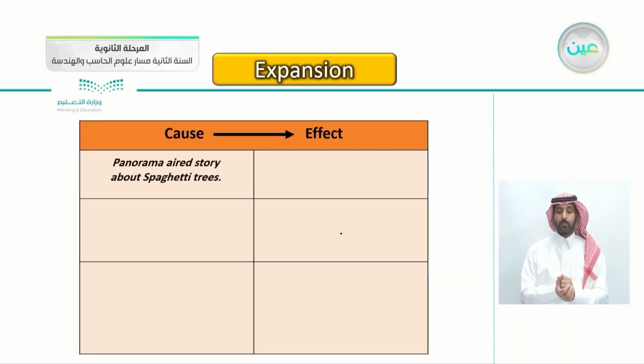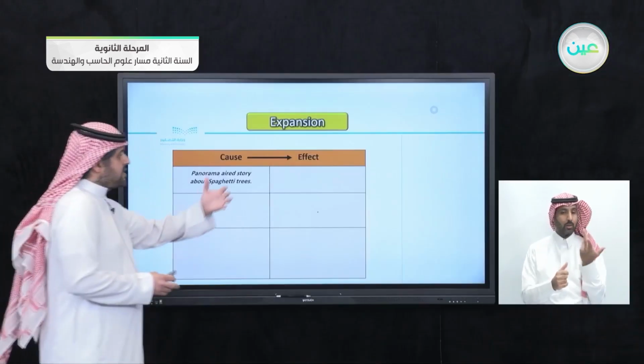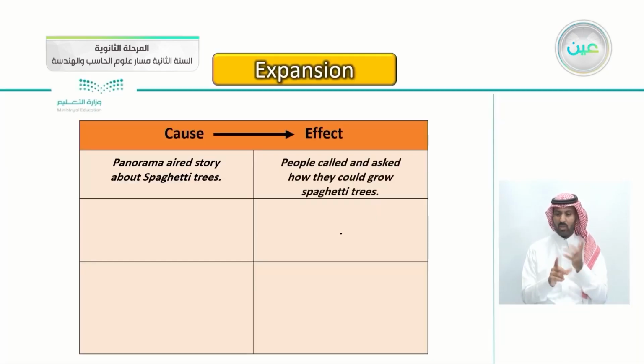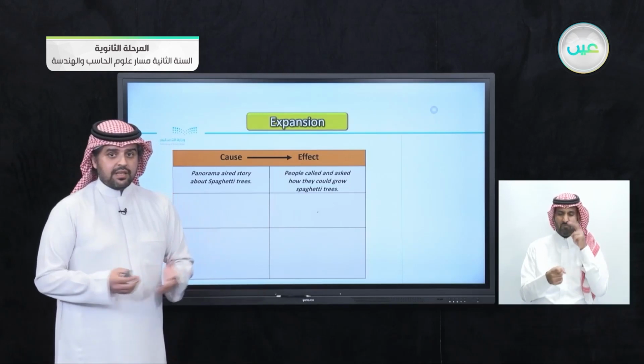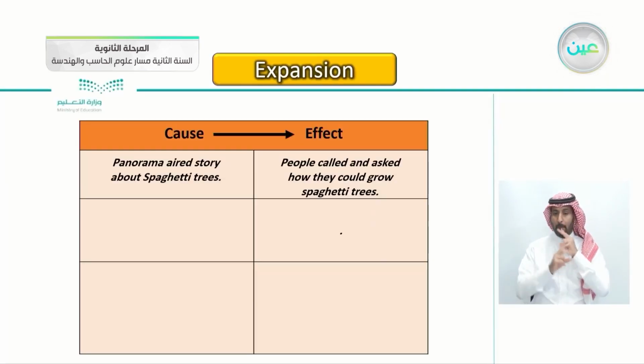Panorama aired story about spaghetti trees. This is the cause. This is what happened. So what was the result? What was the effect? Very good. People called and asked how they could grow spaghetti trees. Of course, there's no such thing as spaghetti trees. So the cause here, Panorama aired story about spaghetti trees. The effect that people started to call and ask how could they grow spaghetti trees.